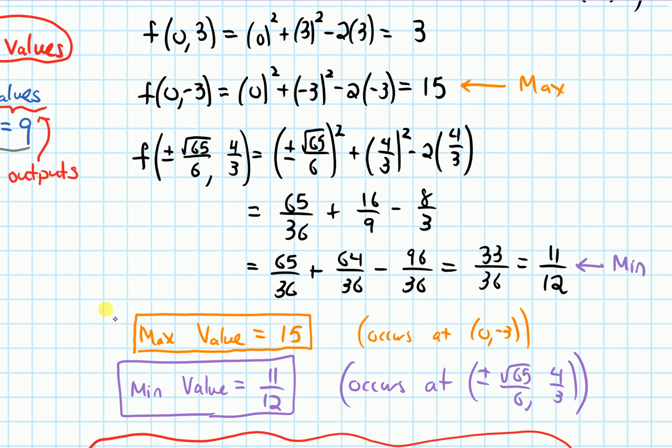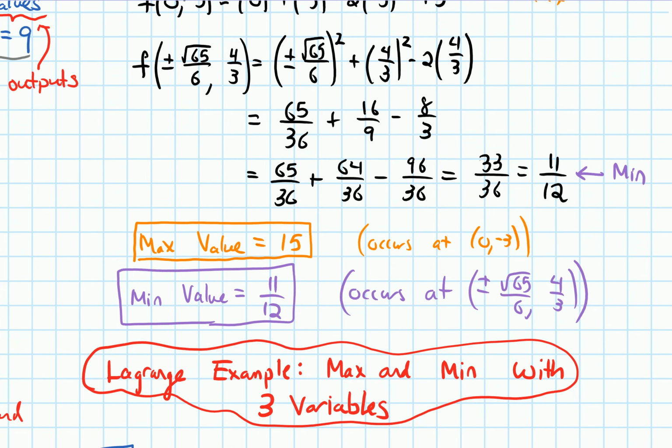So in the next video, we will do another Lagrange example where we have to find a max and a min. So we'll get multiple critical points like this. And we'll do casework just like we did in this example. But now there's going to be 3 variables as opposed to 2.